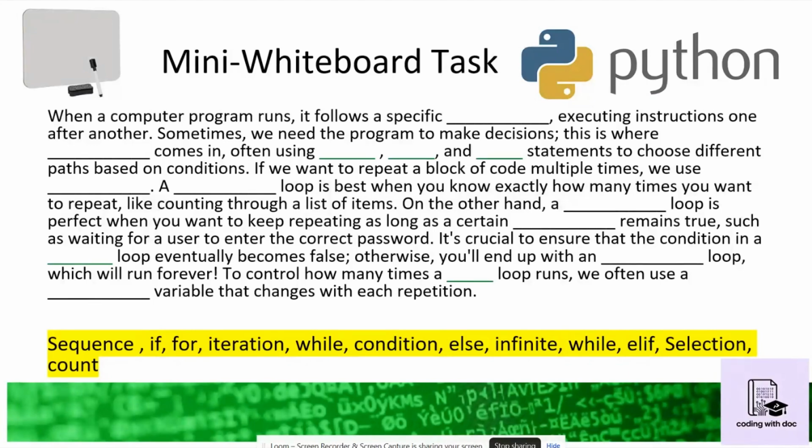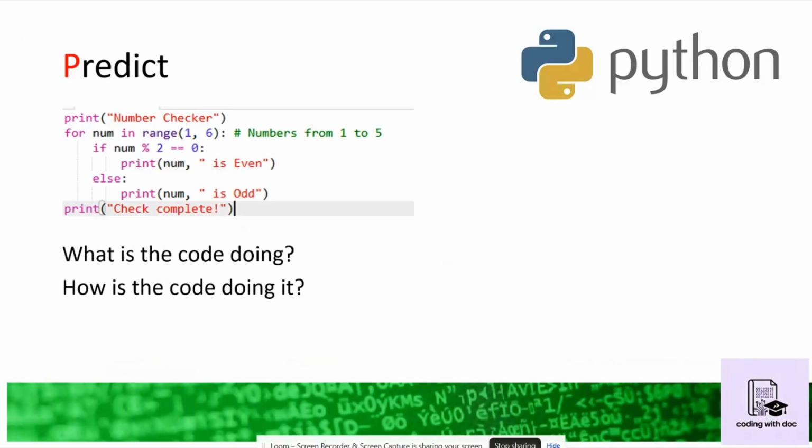Now, the next bit you're still going to need your whiteboards for. We're going to do some predicts. Well, a single predict, and then we'll move to a run. So the predict is this one. What's the code doing? What is it going to do? So again, if I'm going too fast at this point, just pause the video while you finish the answer.